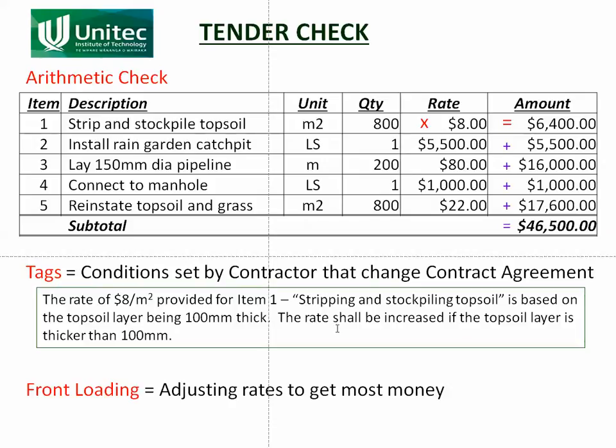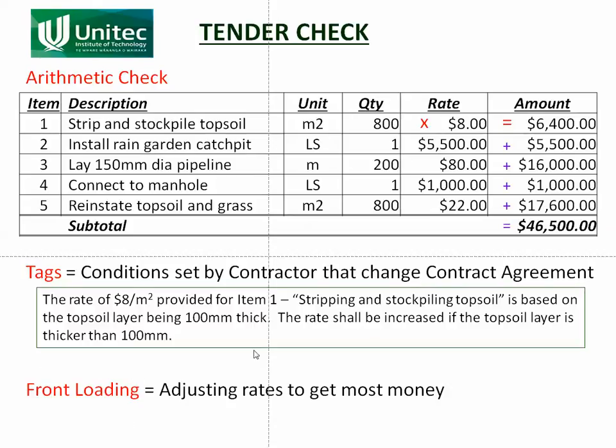If the contractor and the client cannot agree on how that tag should be, then the contractor's bid will be ruled non-complying, which means that it is not considered any further. The contractor will not be able to win the tender work. So essentially you take the contractor's bid and you chuck it in the bin if you can't reach an agreement on tags. The other thing you're looking for is front loading.